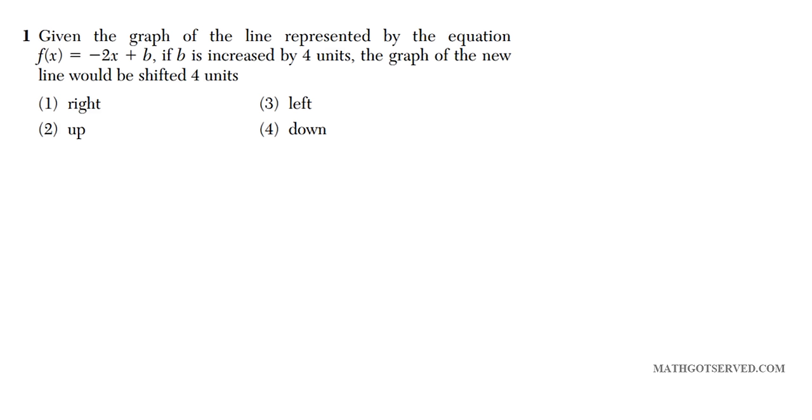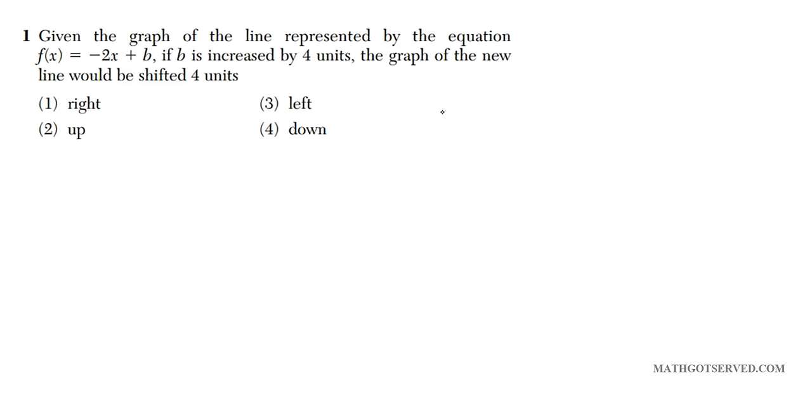All right, let's take a look at problem number 1. It reads, given the graph of the line represented by the equation f of x equals negative 2x plus b, if b is increased by 4 units, the graph of the new line will be shifted 4 units right, up, left, or down. Now let's do a real quick review of transformation of functions.